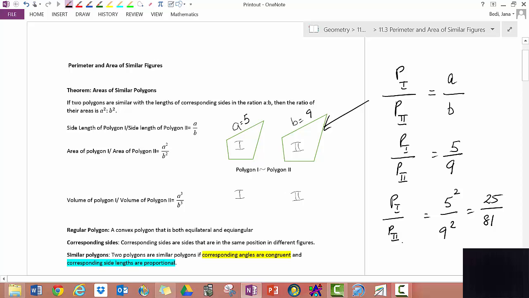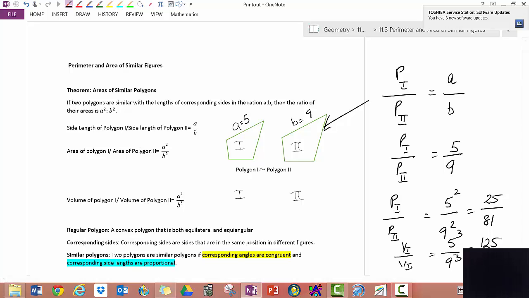And the ratio of the volumes is a cubed over b cubed, which is 125 over 729. So you see, we can find the ratios of the perimeter, the area, and the volume simply by knowing what the scale factor is, and scale factor is just another word for the ratio of corresponding sides.